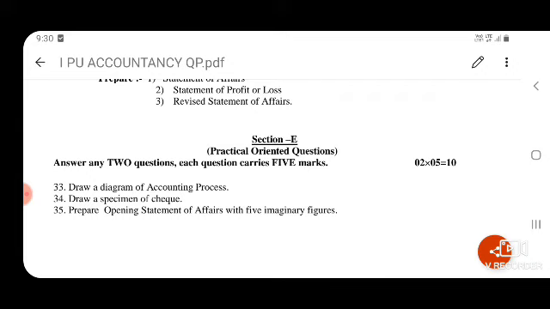So it's clear that in a 100 marks question paper, section A carries 1 mark questions. You will get 10 questions. Out of 10 you have to answer any 8. Section B 2 marks questions, you will get 8 questions. Out of 8 we have to answer any 5. 6 marks questions, you will get 7 questions. Out of 7 we have to answer any 4. 12 marks questions, you will get 7. Out of 7 you have to answer any 4. And practical oriented questions, you will get 3 questions. Out of 3 you have to answer any 2.